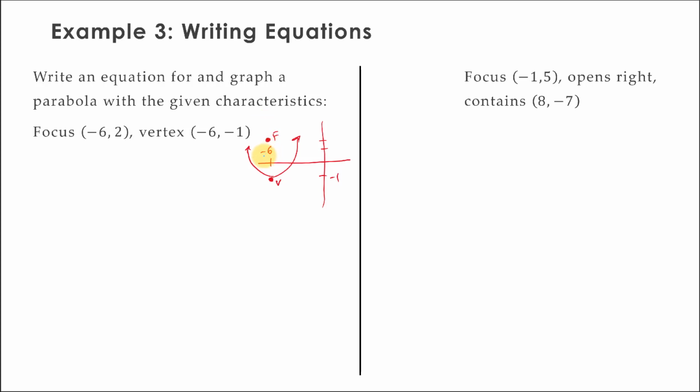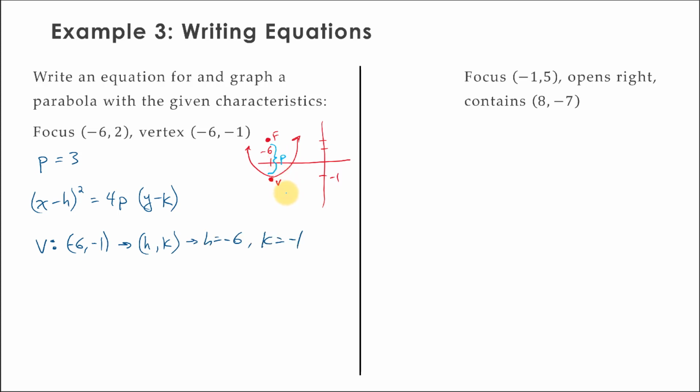From here, this p value is just the distance between the focus and the vertex. So I go down 1, 2, 3 to get to my vertex, and I go up 1, 2, 3 to get from vertex to focus. So my p value is 3. This is my standard form equation for an upright parabola. The vertex is going to be (h, k), so I can figure out what h is and what k is, and then I can substitute those into my equation.